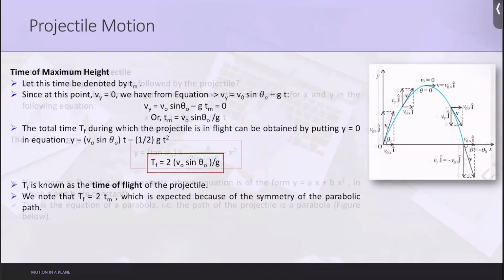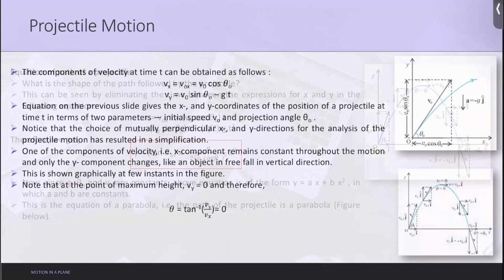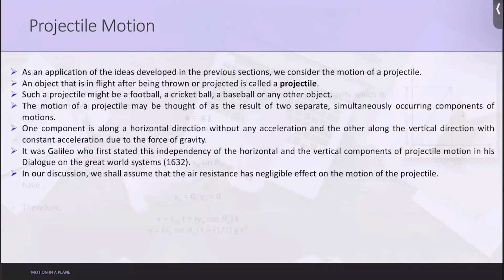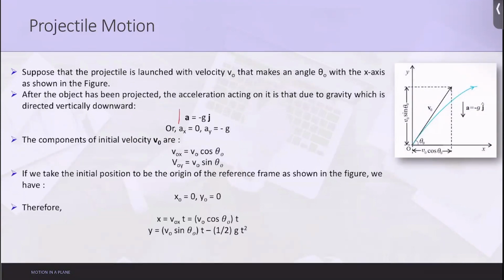Just revising the projectile motion because several new things have come up here. First of all, we started with acceleration, that is, acceleration is equal to minus g j bar. The velocity was directly resolved into two components. Let us say the velocity is v naught in this direction. Therefore, the components are v naught cos theta naught and v naught sin theta naught. We assume that we are talking with the origin of the reference frame. Therefore, x naught is 0, y naught is 0.